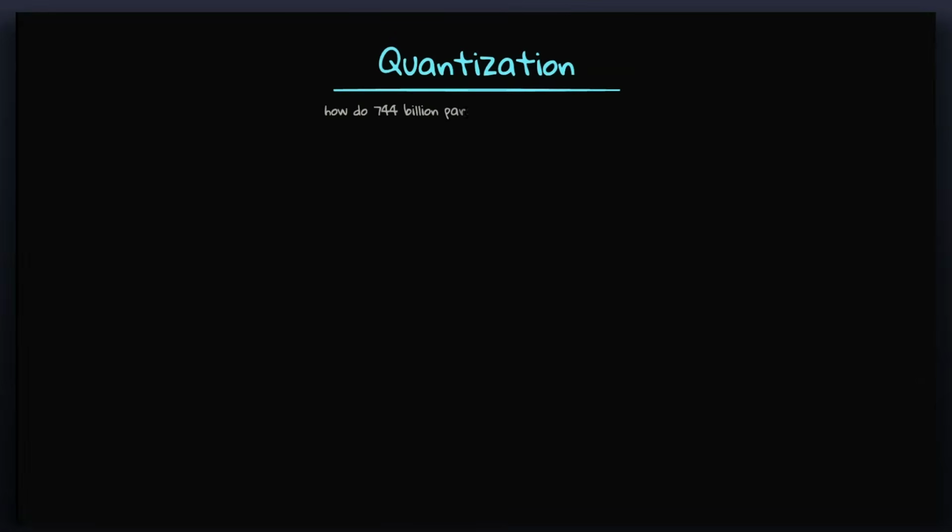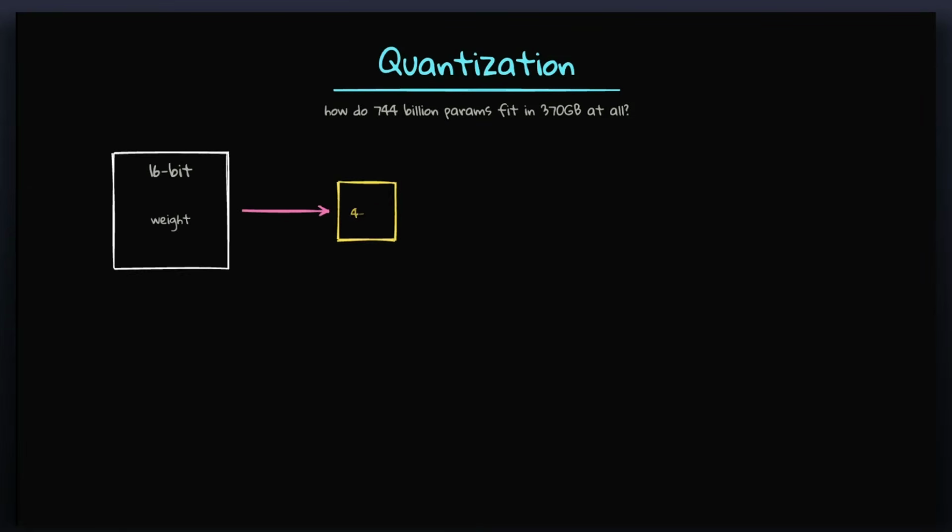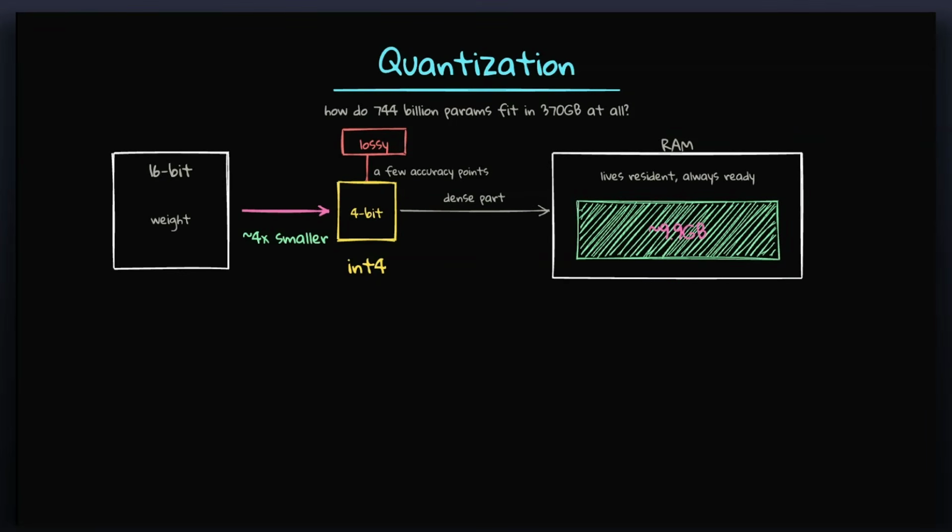Okay, one more important detail: how do the 744 billion parameters fit into those 370 gigabytes in the first place? We are actually using 4-bit quantization instead of full precision. This is different from the 2-bit quantization that is used by Dwarf Star. It shrinks the model about 4x, and you pay for it with a few points of reduction in accuracy. So it's lossy. However, it does preserve the performance. Thanks to this quantization, we can actually keep the experts in memory.